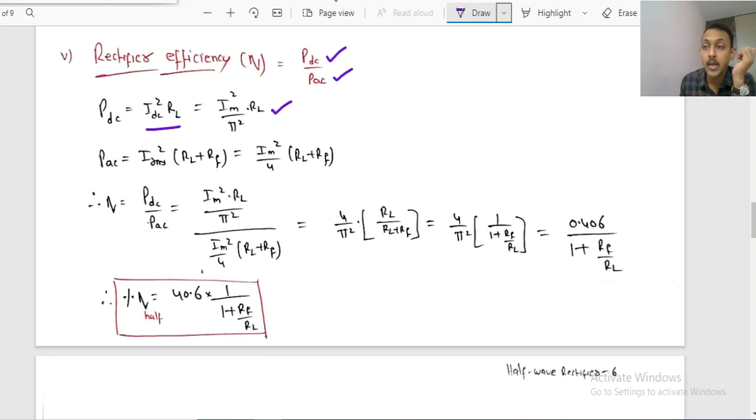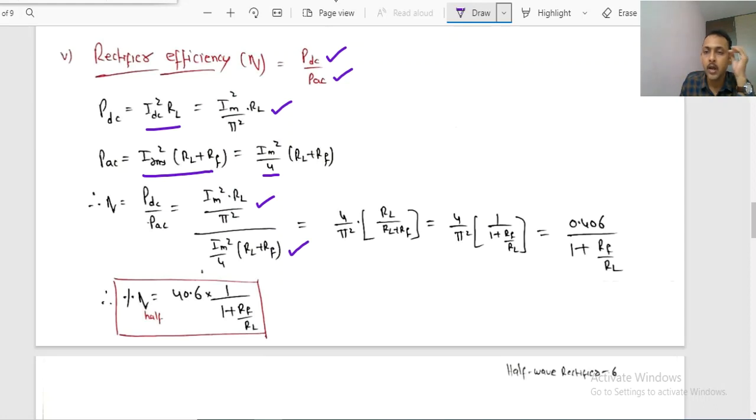What about the AC value? RMS, root mean square value, IRMS square into R, but the R is RL plus RF. IRMS we have derived as Im by 2, so Im square by 4 bracket of RL plus RF. So dear students, observe with respect to the efficiency, PDC by PAC equals Im square into RL by pi square whole divided by Im square by 4 bracket of RL plus RF. If you further simplify, 4 by pi square RL by RL plus RF.